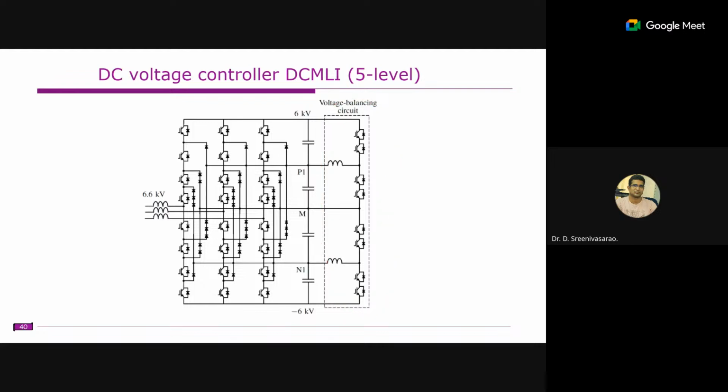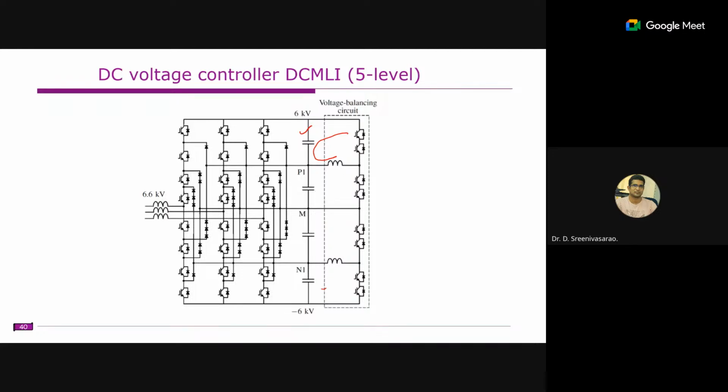So here you see that. This is one chopper circuit, and this is another chopper circuit for the bottom two capacitors. If this is excess charged, this charge is transferred to this inductor, and from this inductor to the capacitor. Similarly, from this capacitor to the inductor, inductor to capacitor, capacitor to inductor, and inductor to the capacitor.